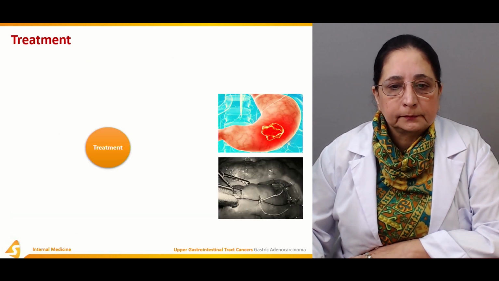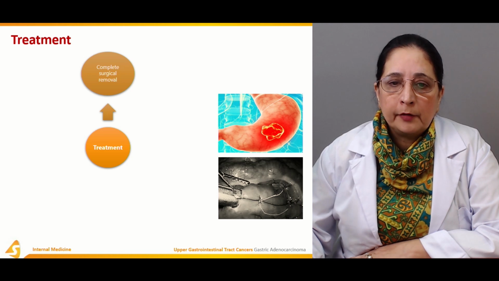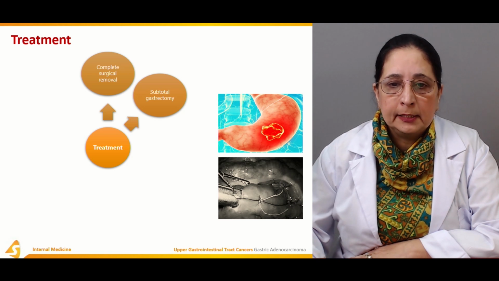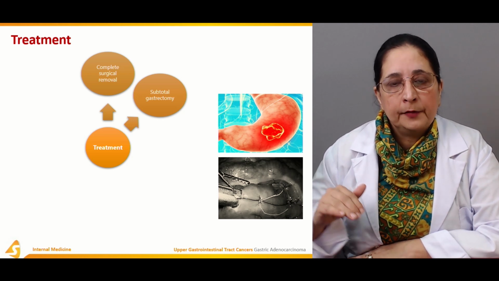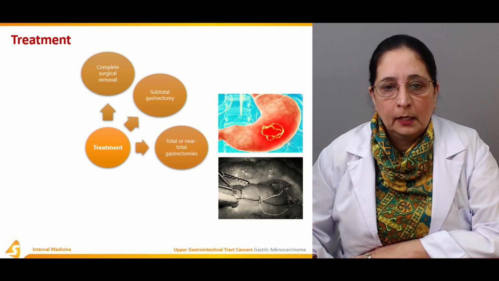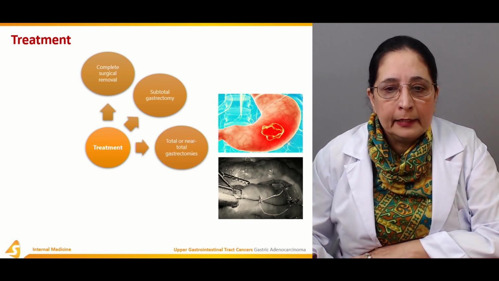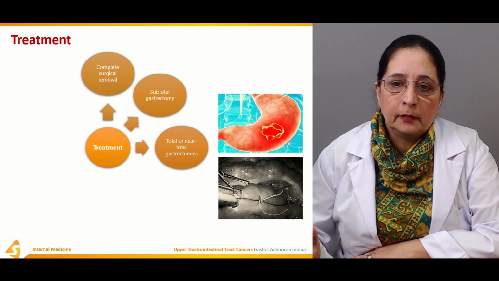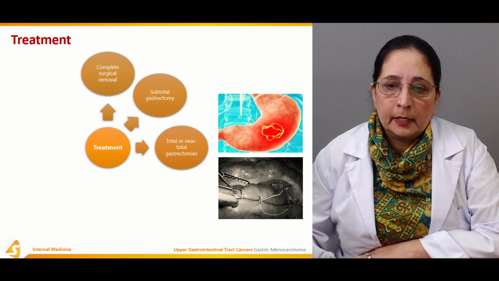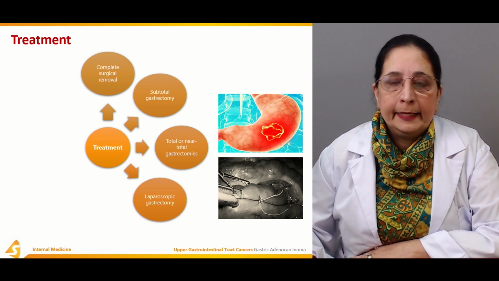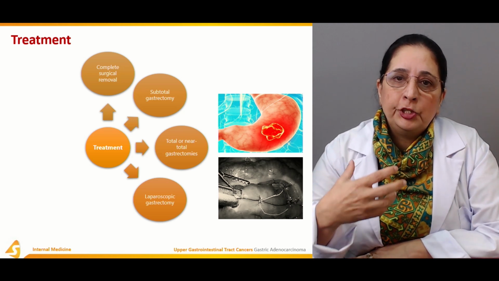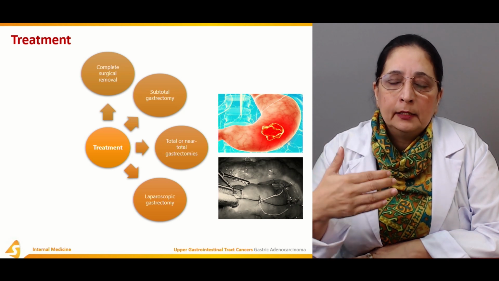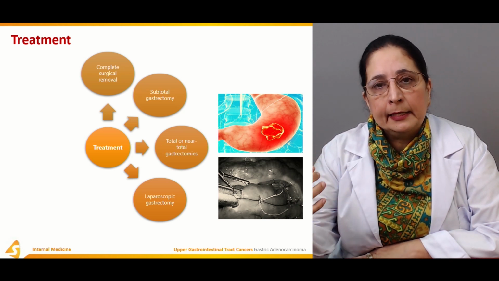Treatment is complete surgical removal of the tumor, subtotal gastrectomy, meaning part of the stomach is removed. Total or near total gastrectomies, complete or near complete removal of the stomach, is performed. Again, as with any cancer, staging is important. If it's in the initial stage, the treatment is different than in the late stage.